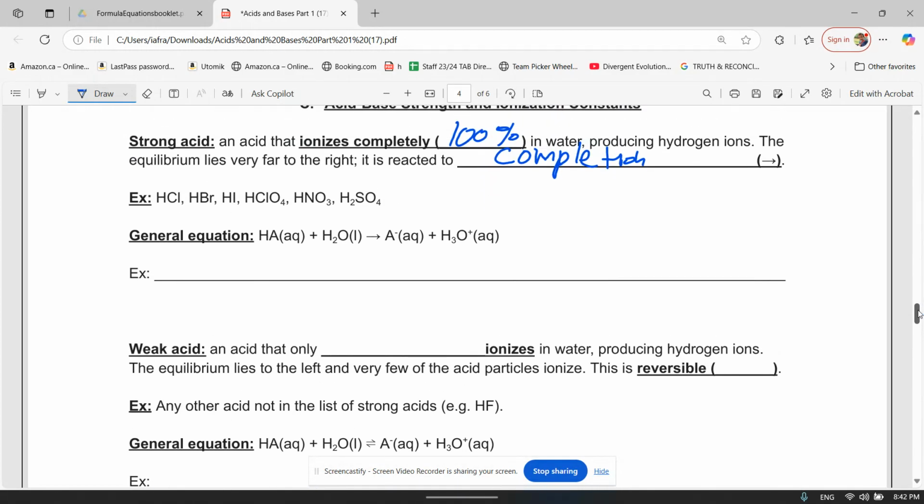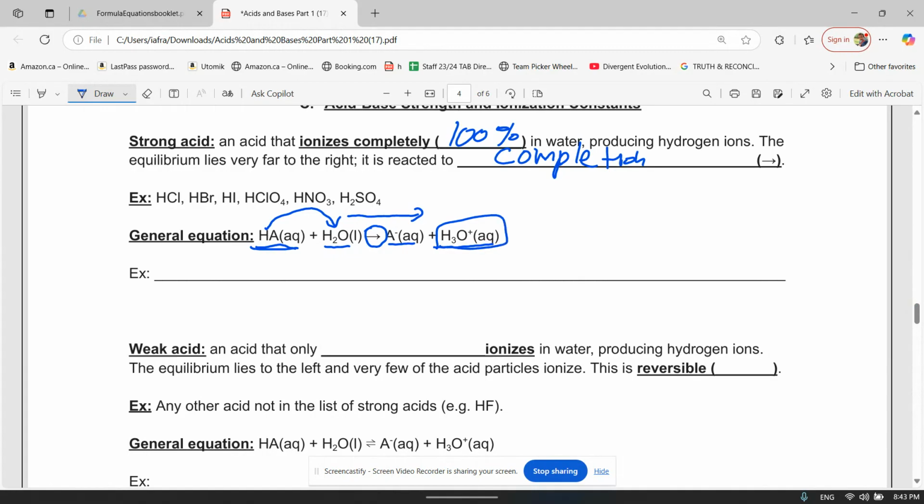So here we have an example. We have HA plus H2O produces A minus plus H3O plus. So this acid would give the H to the H2O to become A minus plus H3O plus. Notice that there's a one-way arrow there, and that's because there is no equilibrium essentially. If there is, it's so far to the right that it doesn't reverse itself. So all of this is converted to H3O plus.